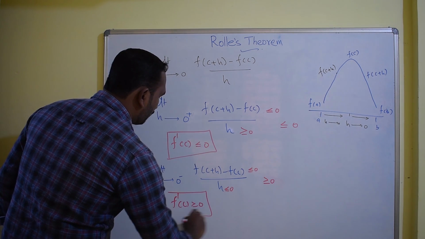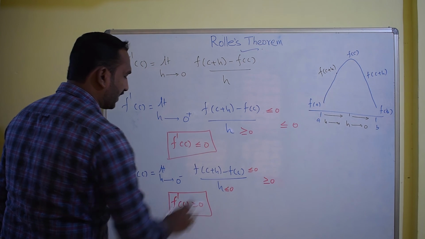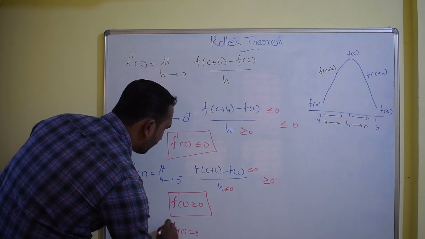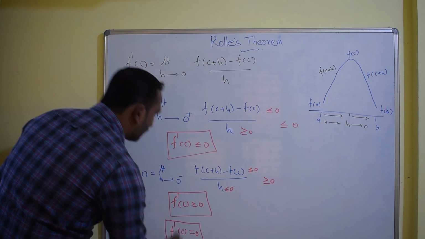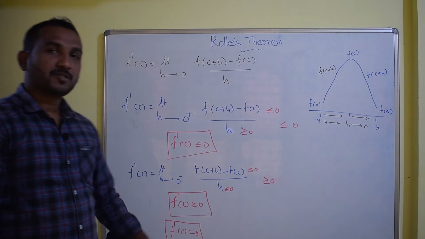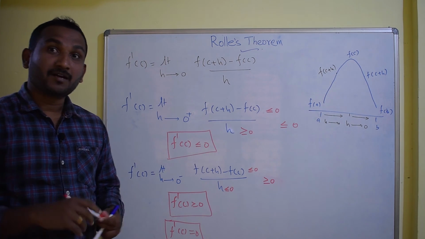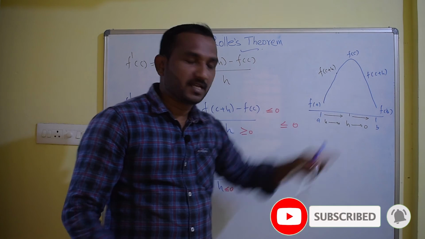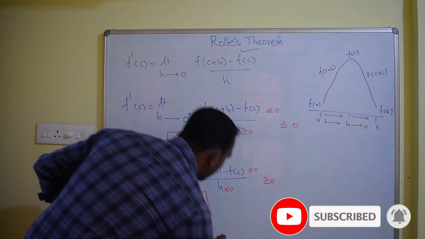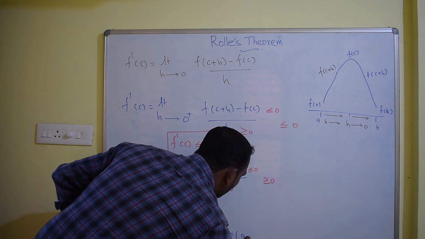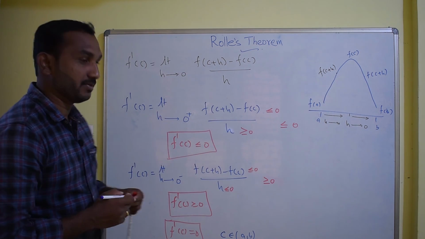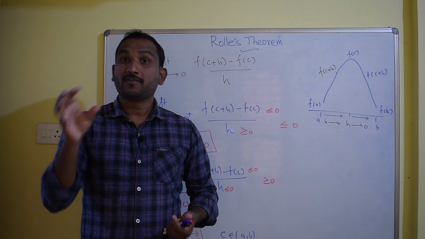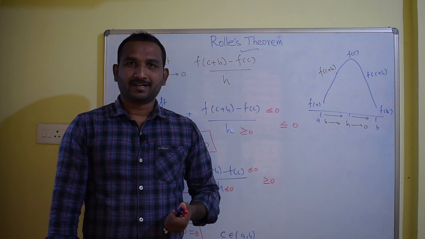Now from the above two arguments, first one and second one, we can write f dash of c must be equal to 0, for some c which lies in the open interval of a comma b. For some c, that c definitely belongs to the open interval of a comma b. So this is how we can prove Rolle's theorem by using Fermat's theorem. And thanks for watching.